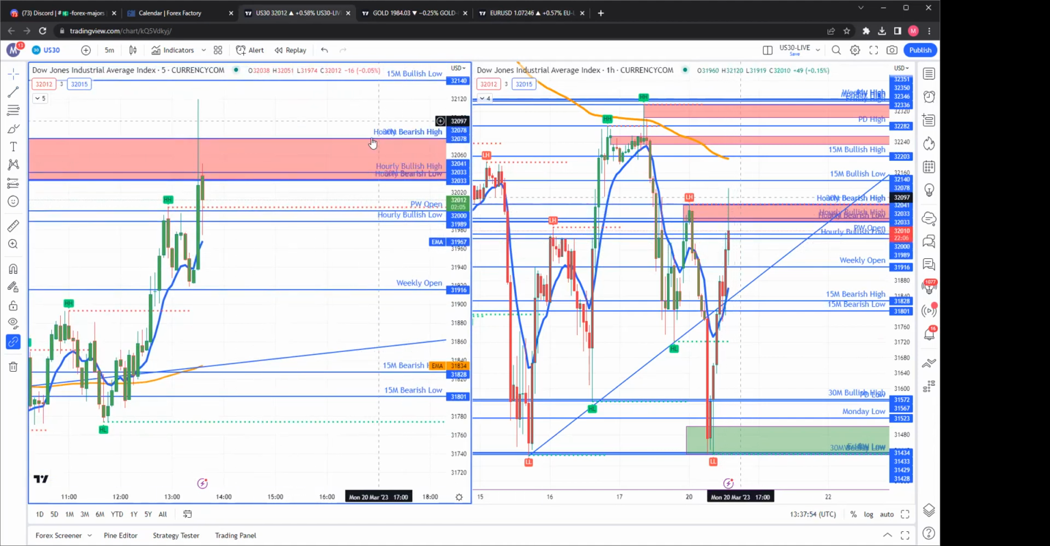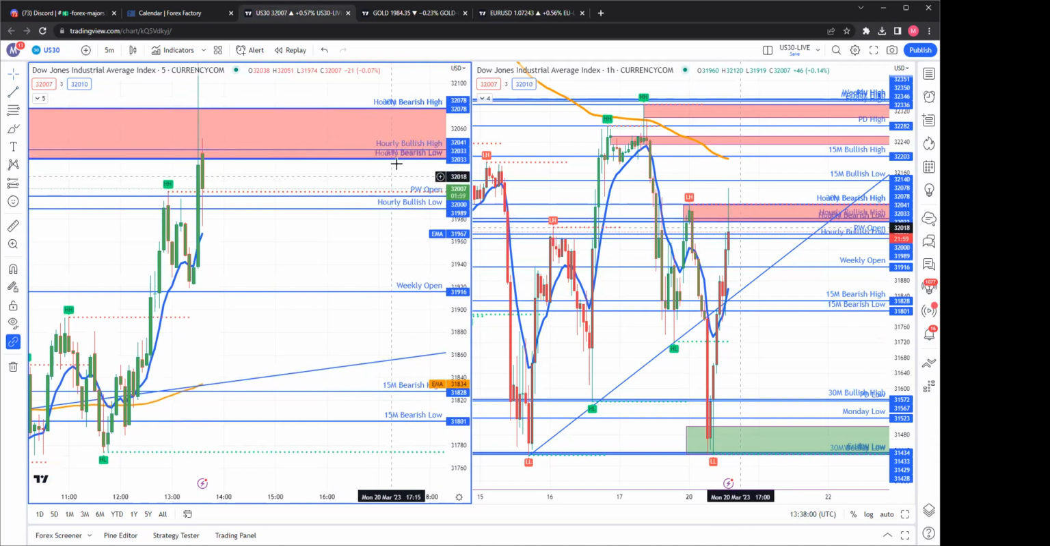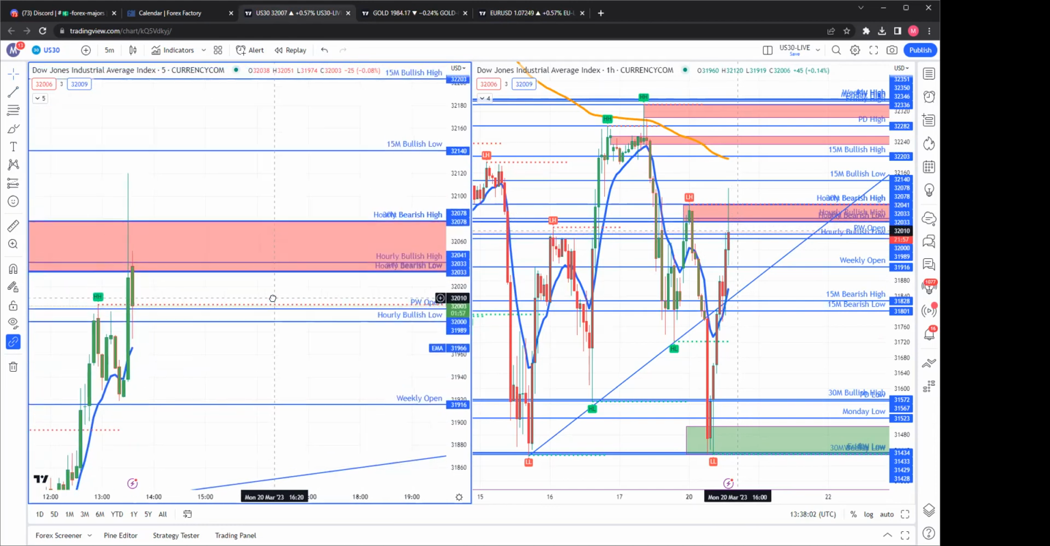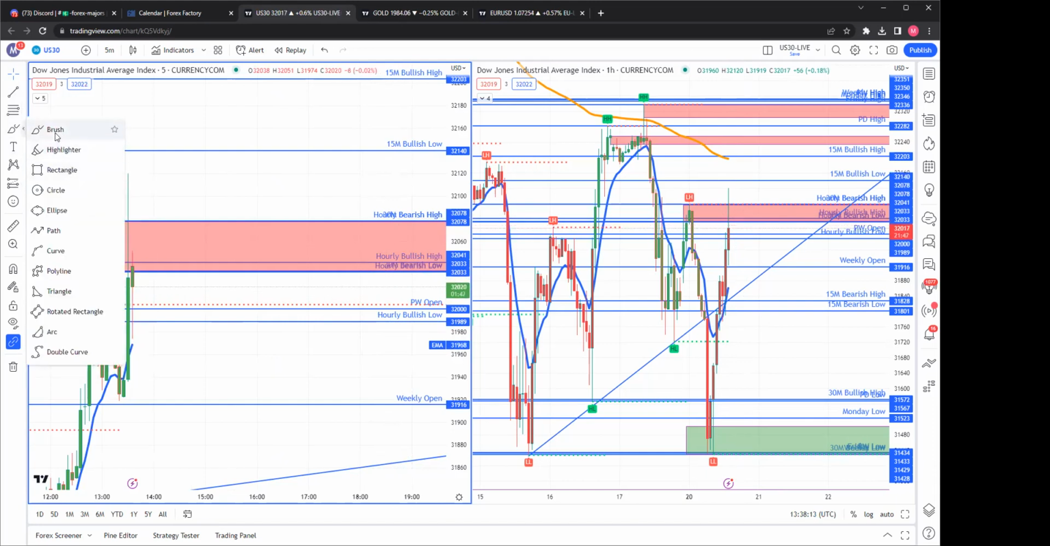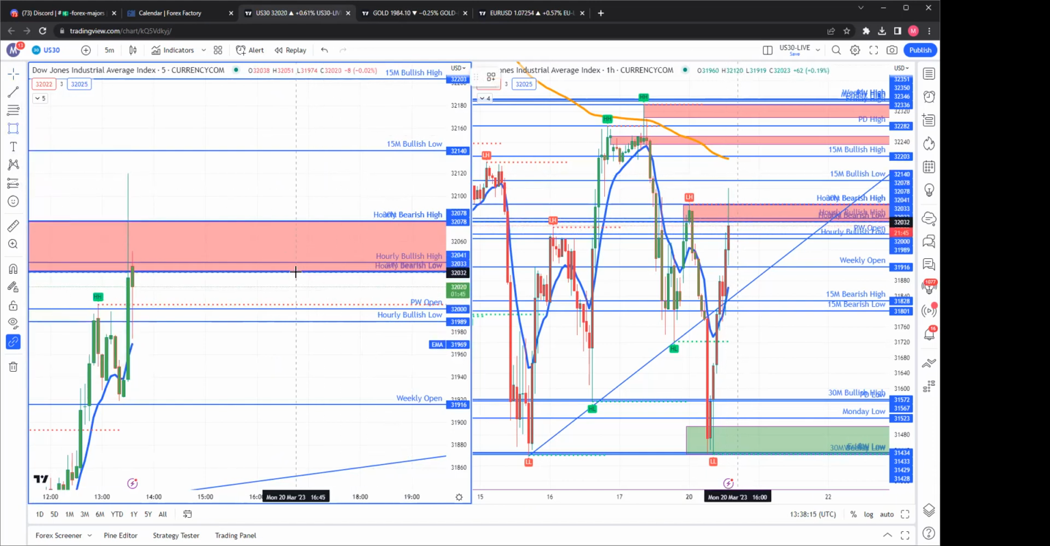So we have a 30-minute bearish high, which aligns with the hourly bearish high. We have an hourly bearish low, which aligns with a 30-minute bearish low. But then we also have an hourly bullish high here, right? So we have a possible push to the upside. So let me just highlight this in a little bit of green. So we have hourly bullish high and hourly bullish low here.